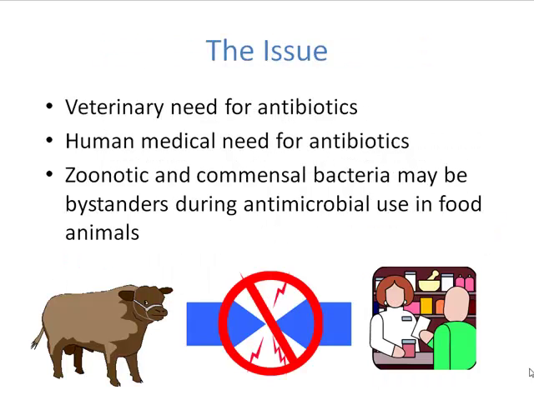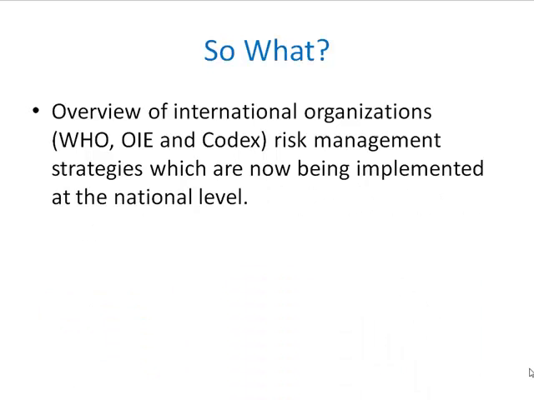There's a veterinary need for antibiotics, but there's also a human medical need for antibiotics. The zoonotic, the Campylobacter, the Salmonella, and the bystander bacteria, the E. coli, and the Enterococci, they just get in the way. They're complicating the issue in terms of these competing needs for treating frank disease in both sectors. So that just kind of frames it up.